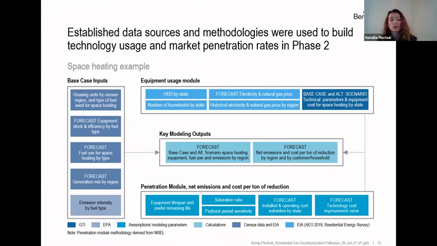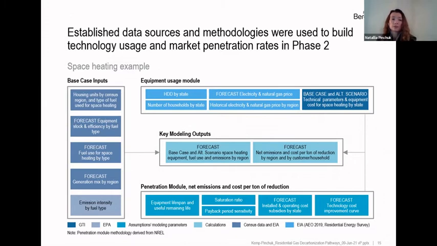Basically, we try to rely on things like the Census, which provides data every 10 years or so, the EPA, which is the Environmental Protection Agency, and GTI, which is the Gas Technology Institute, which helps with modeling specific pieces of equipment. And we take all of these inputs and we develop two modules.